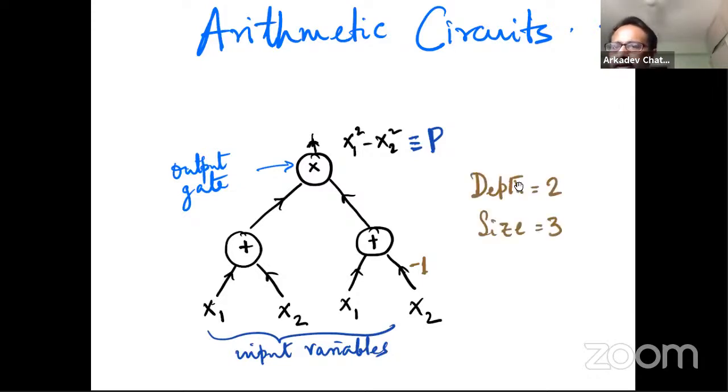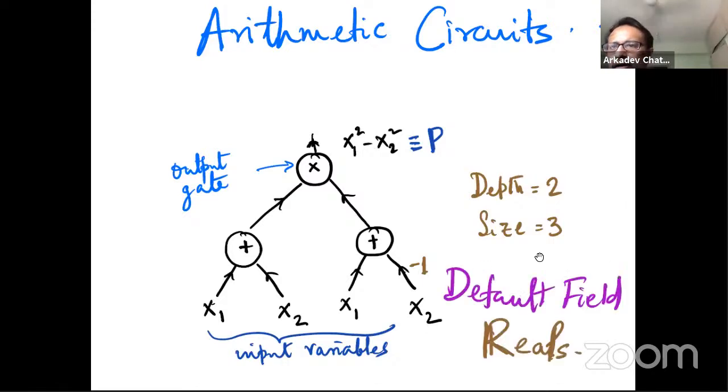And what is important for us is to understand these two parameters of a circuit called the depth and the size. So the depth of this circuit is 2. The length of the longest path in the underlying graph is 2 from root to leaf. And the size, there are 3 gates. By size, I would always mean in this talk the total number of gates being used. The size is 3 because there are 3 gates being used.